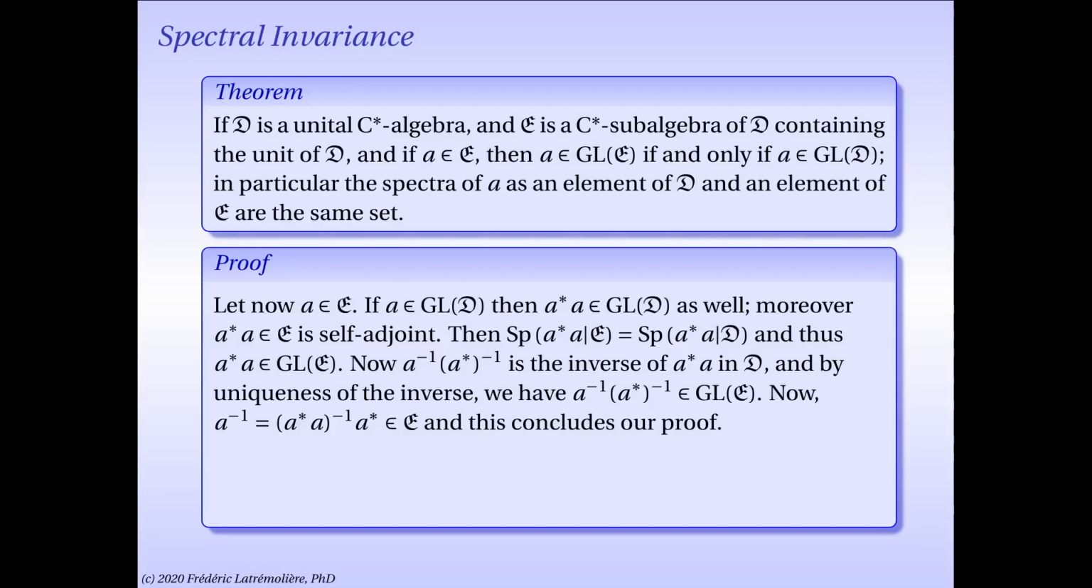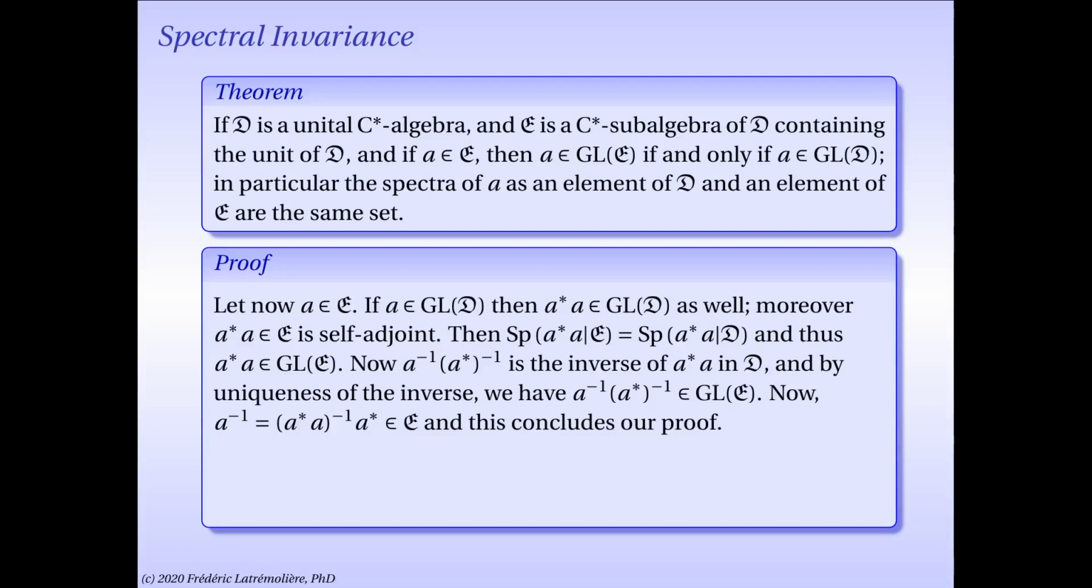You use associativity, and you see that's what you're left with. But if you look on the right-hand side, in fact, the inverse of A star A is an element of E. I've proven that thanks to the fact that A star A is self-adjoint, and therefore it's invertible in D if and only if it's invertible in E, with the same inverse. And then you multiply that element of E with the adjoint of A, and that's also an element of E.